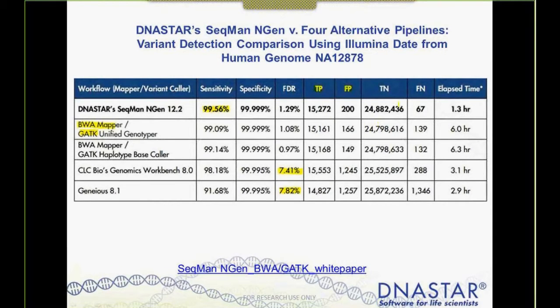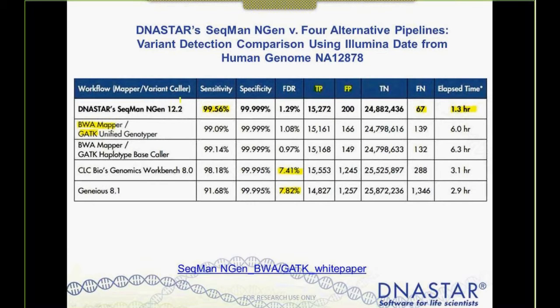If we get to the false negatives, that's where DNASTAR, again, really shines. We have the lowest false negative rate, much lower than BWA and much, much lower than the commercial competitors. And then overall, the time that's elapsed, ours is at least twice as fast as the next nearest competitor, which would be CLC. So with these results, we're pretty confident in claiming that we are not only the fastest, but the most accurate assembler and SNP caller that's available.